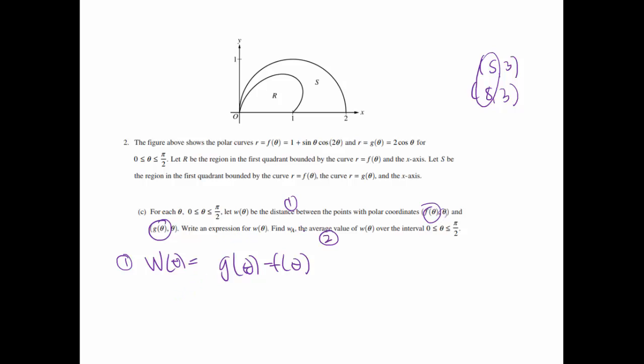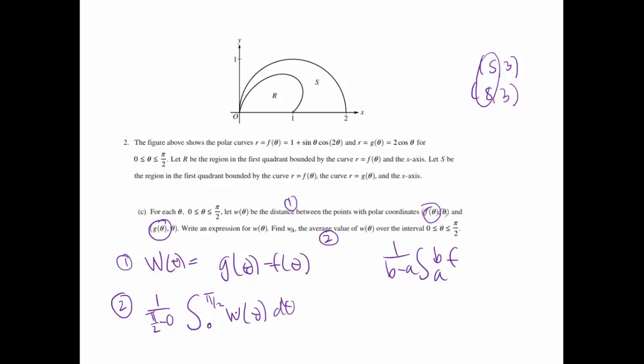And then it says to find the average value of this. So if I want to find the average value of a function, if you recall, it's just 1 over b minus a times the integral from a to b of the function. So for this part, we're going to do 1 over b minus a, which is going to be 1 over pi over 2 minus 0 of the integral from 0 to pi over 2 of my function, and my function is w of theta, which in this case happens to be g of theta minus f of theta. Okay. From here, they actually ask me to find that, so if I type that all in my calculator, I should end up getting 0.485.